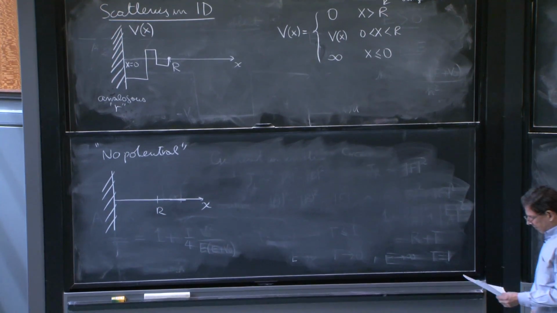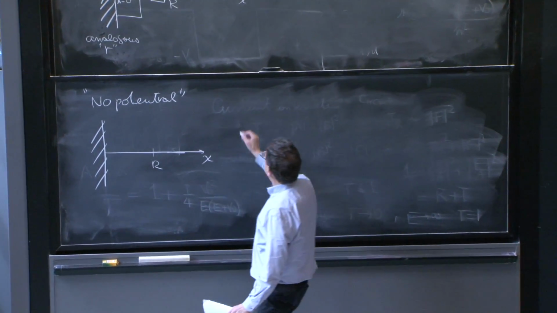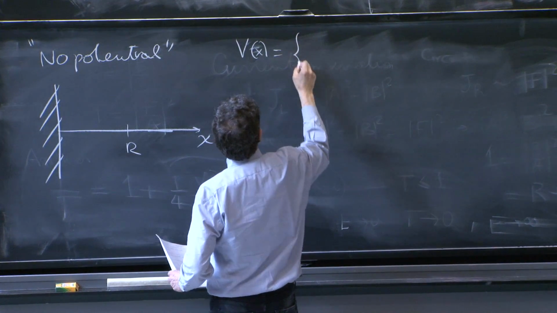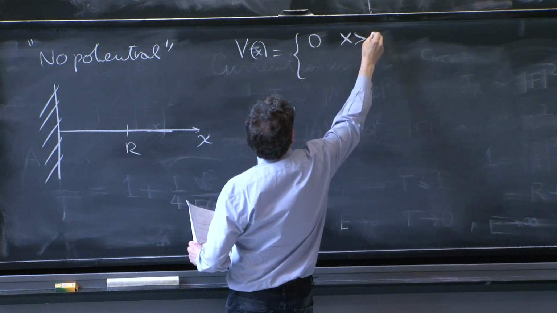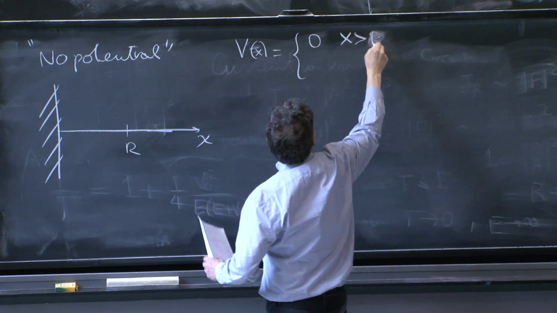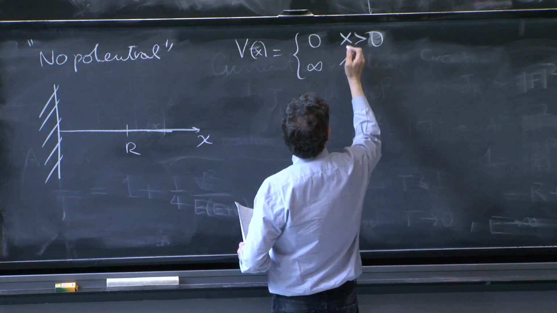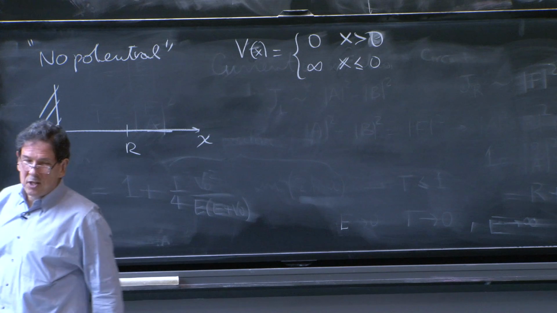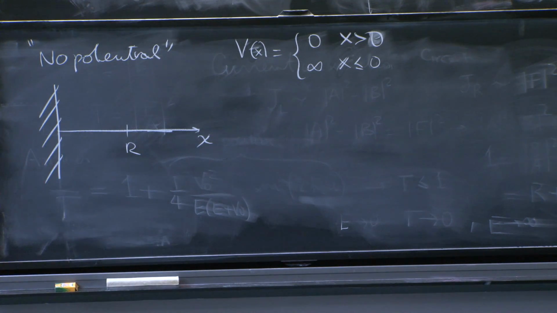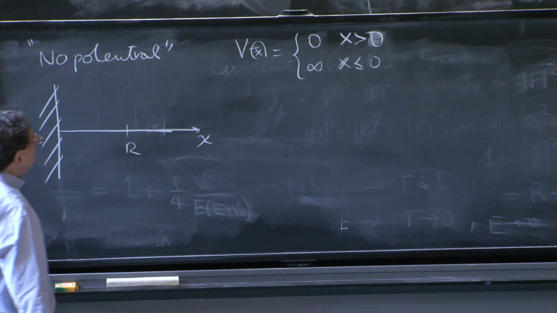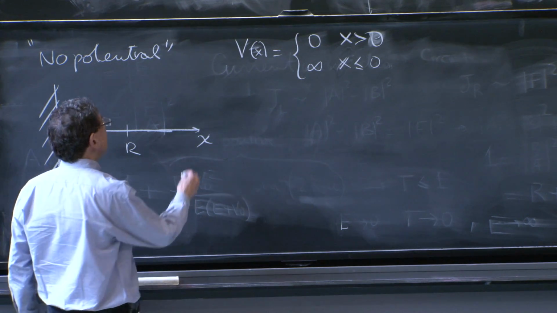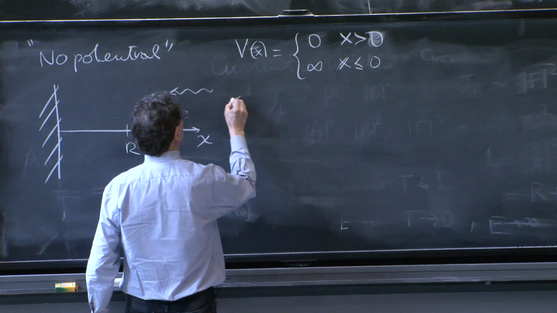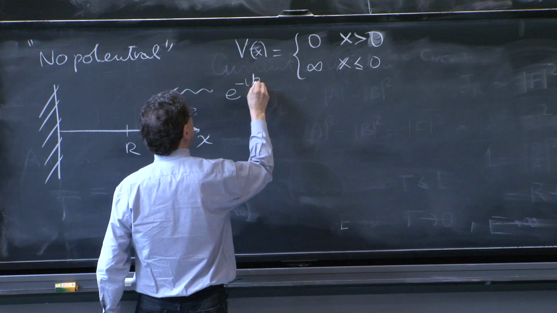So no potential is v of x equal to 0 for x greater than 0, and it's infinity for x less or equal than 0. So in this case, let's assume we have an incident wave. An incident wave must be propagating in this way. So an incident wave is an e to the minus ikx.